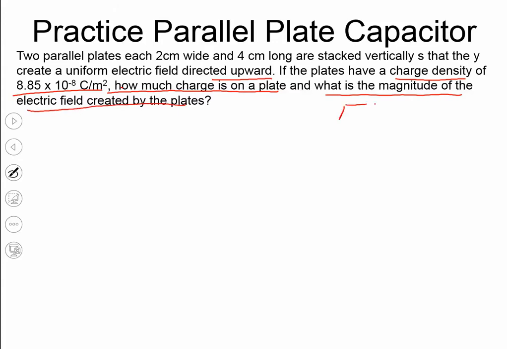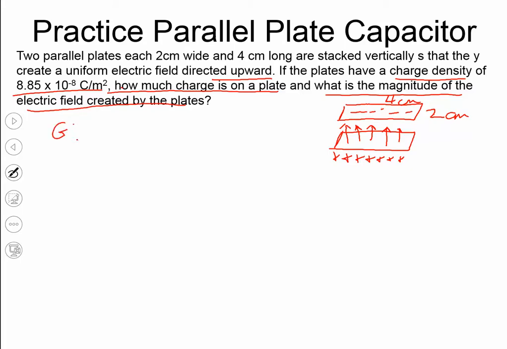So first of all, just so you understand, they're just saying that you have this situation here, right? That you have 2 parallel plates. They're 2 centimeters by 4 centimeters. And then the electric field is directed upward, so it's like this. So that means that the positive plate is down here, and the negative plate is up here. Okay, as best as I can do it. All right? So that's the situation they have, and all they want to know is the electric field and the magnitude of the charge. So let's go ahead and get started.